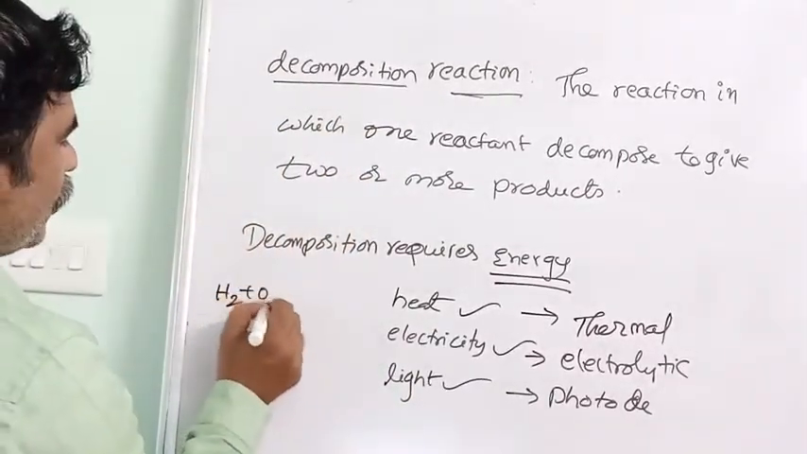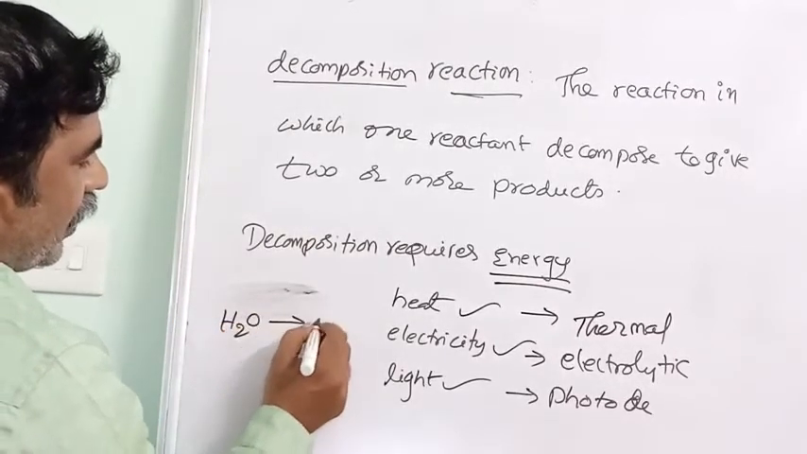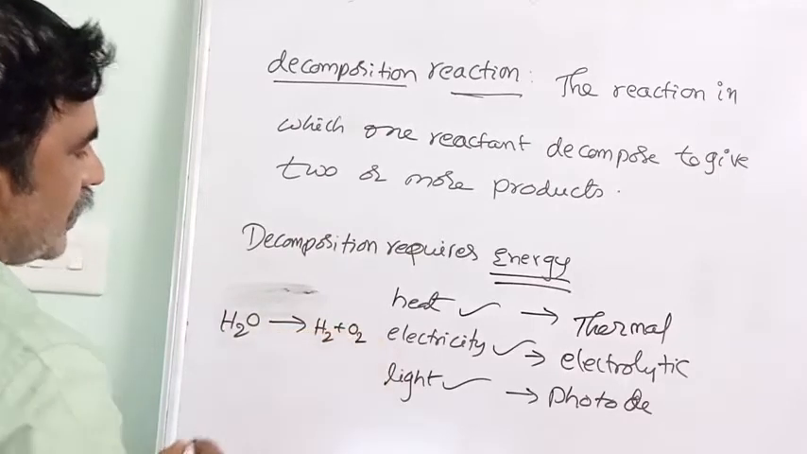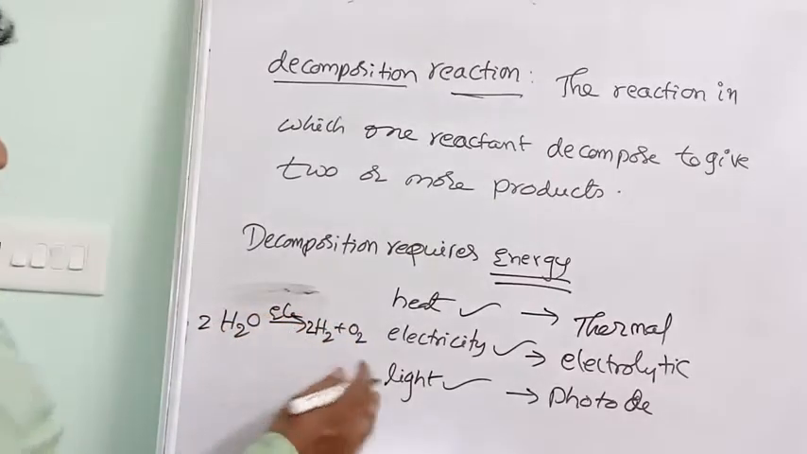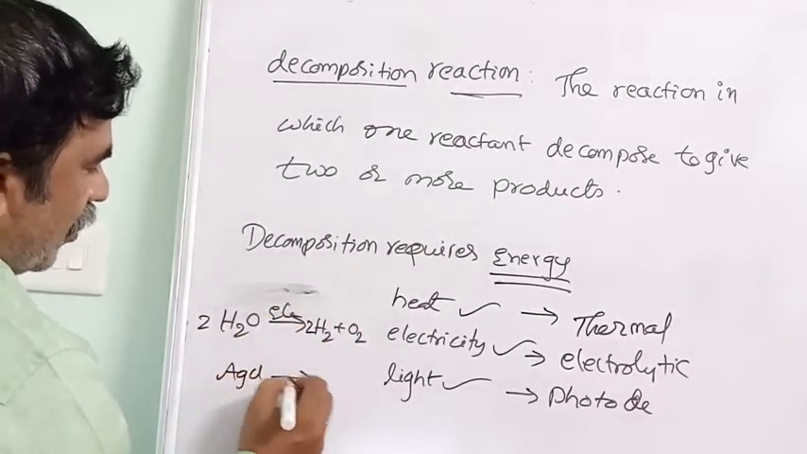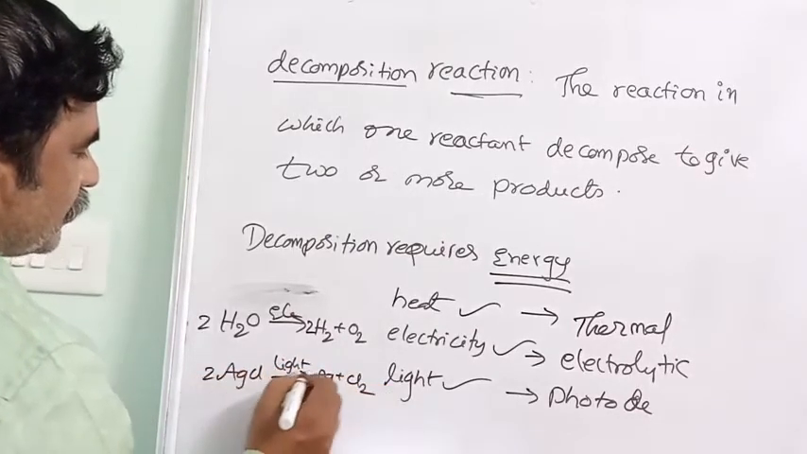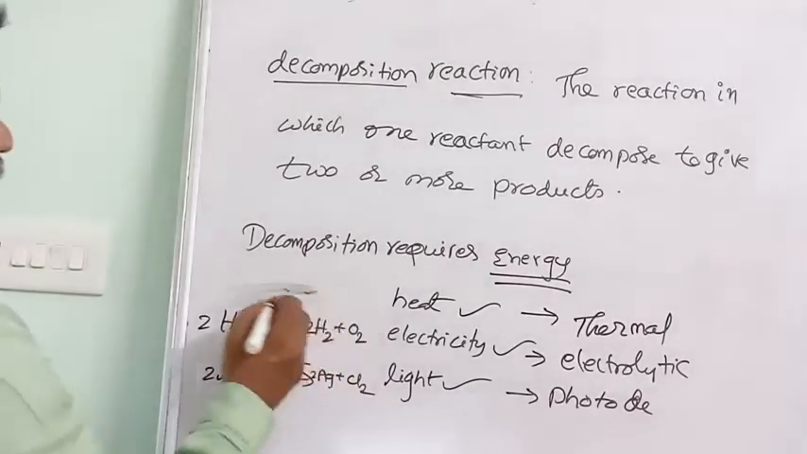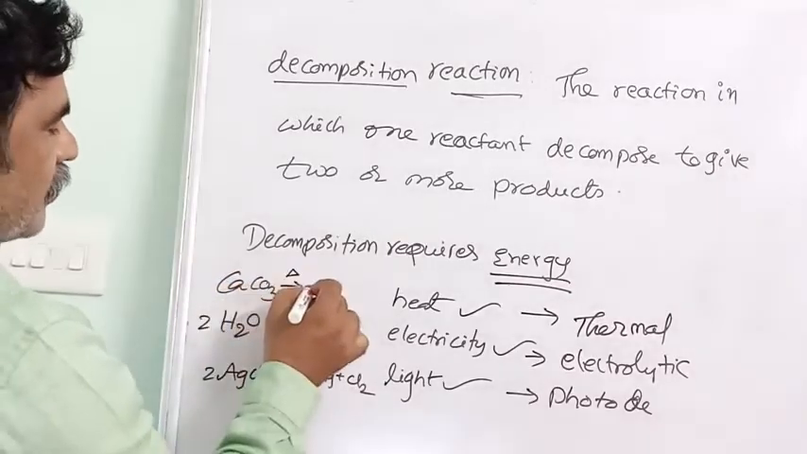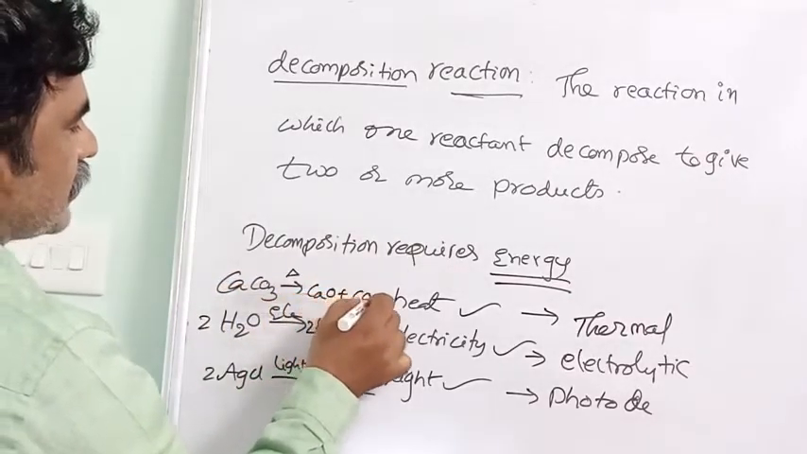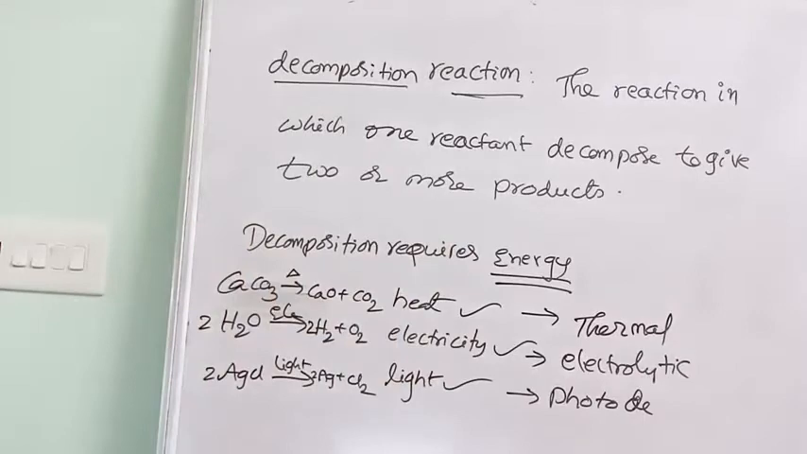H2O gives H2 plus O2. This is electrolytic decomposition; here electricity is used. Light: AgCl on light falling gives Ag plus Cl2. Heat: calcium carbonate on heating gives calcium oxide plus carbon dioxide. We can give these three examples for decomposition reactions.